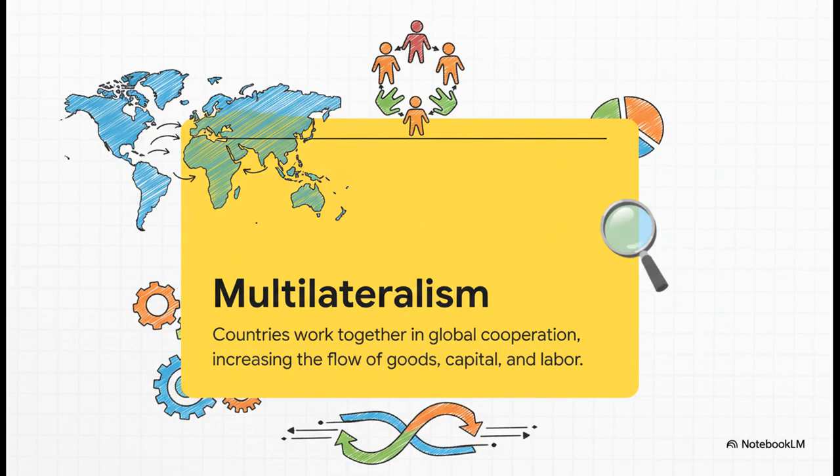Okay, top left we have multilateralism. This is the all-for-one, one-for-all approach. These countries are big on both globalization and cooperation. The European Union is a classic example. It's designed specifically to make it easier for goods, money, and people to move across all its borders.